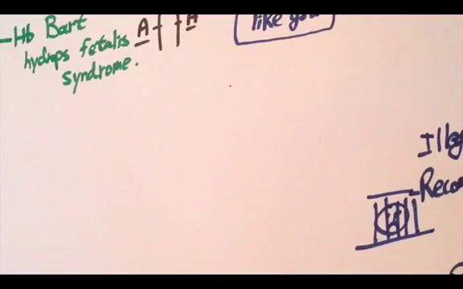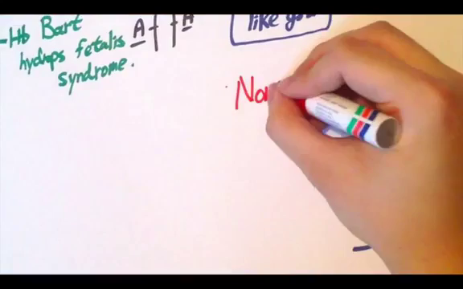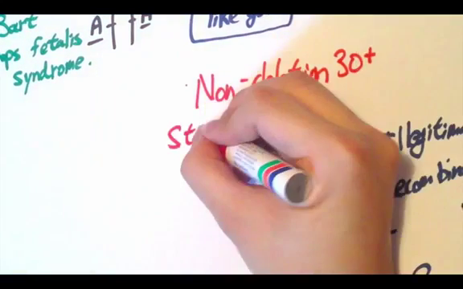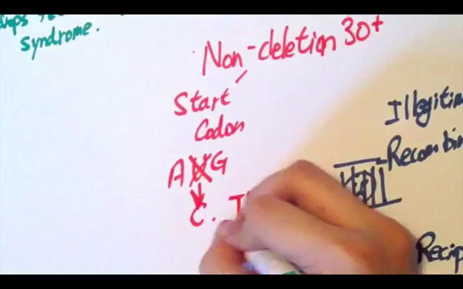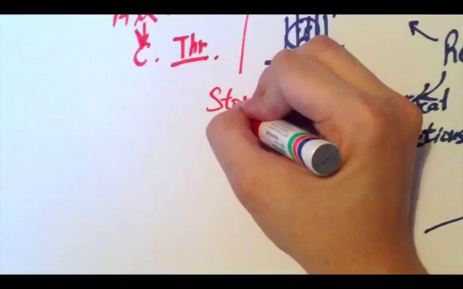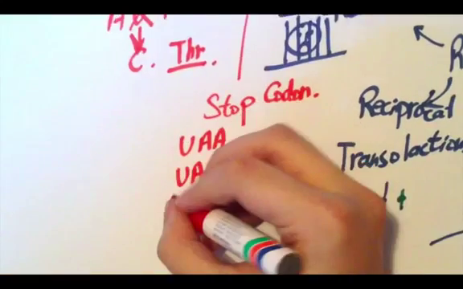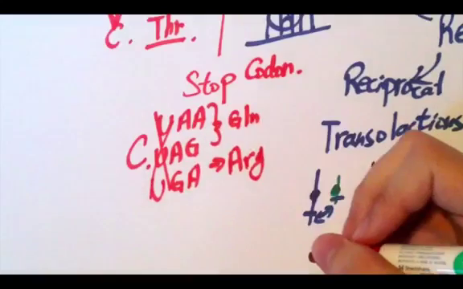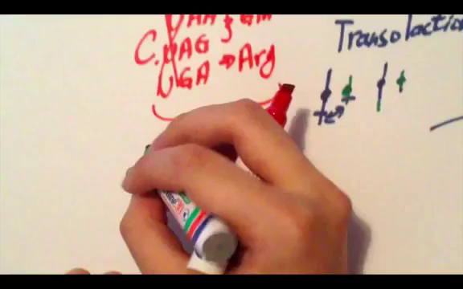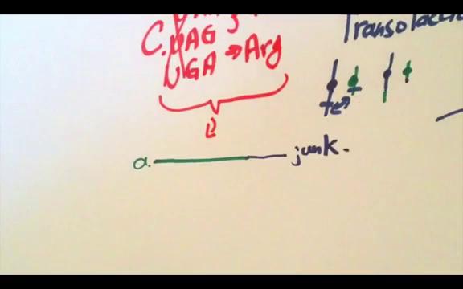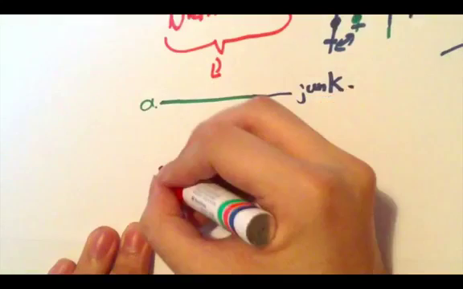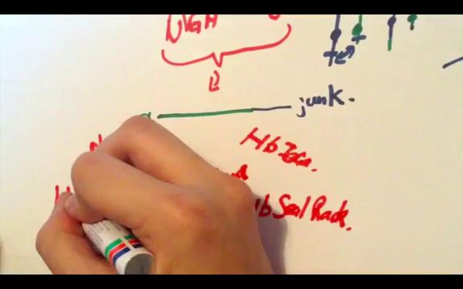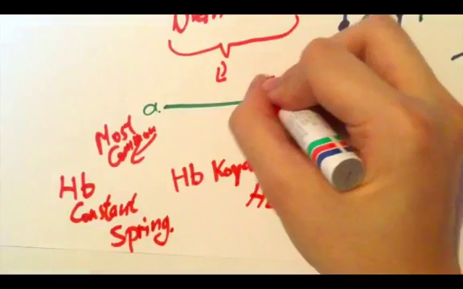Looking into non-deletion causes, there are currently about 30 recorded mutations, and they're usually in two categories, which is your change in start codon from AUG to ACG, or it could be your stop codon where the U is changing to C and an amino acid is produced. Therefore, you've got a large chunk of junk after your alpha chain before it actually meets another stop codon. There are various different names for the various different ones, and the most common one is hemoglobin Constant Spring, where there's a 31 amino acid junk afterwards.